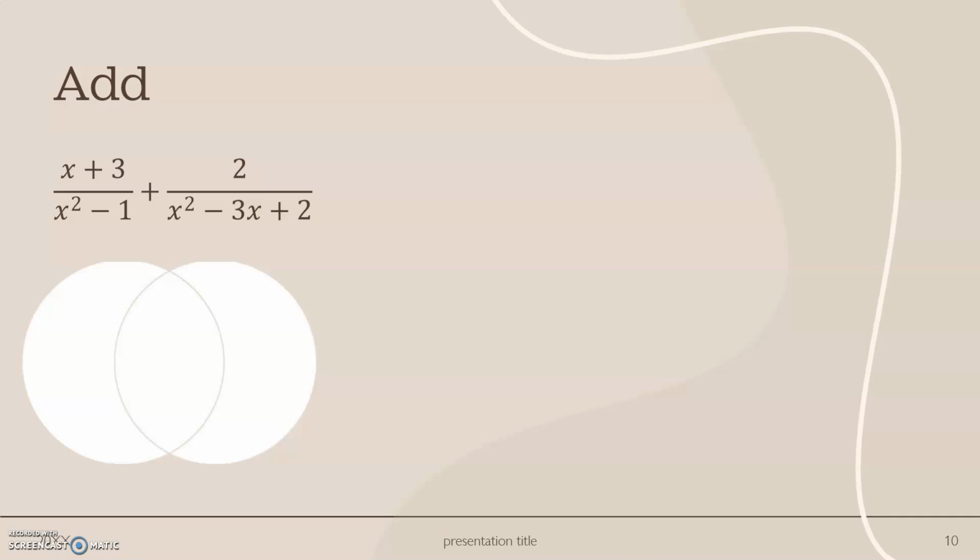So here's our first example. If I look at these two denominators, they are different, but I can factor x squared minus 1. It's a difference of two squares, so it's going to be x plus 1 times x minus 1. And I can factor x squared minus 3x plus 2. It has a product of 2 and a sum of negative 3. So negative 1 and negative 2 works. So this is going to be x minus 1 times x minus 2.